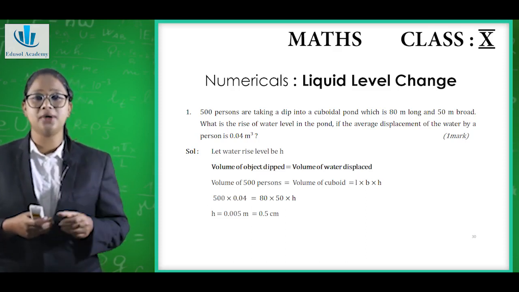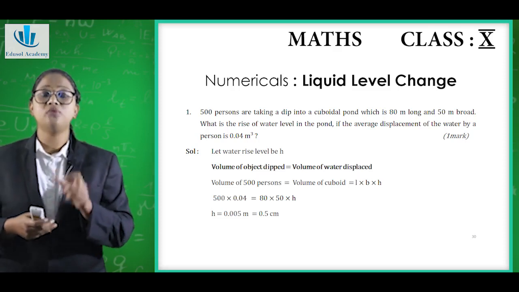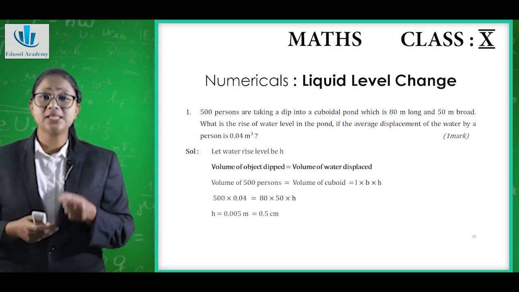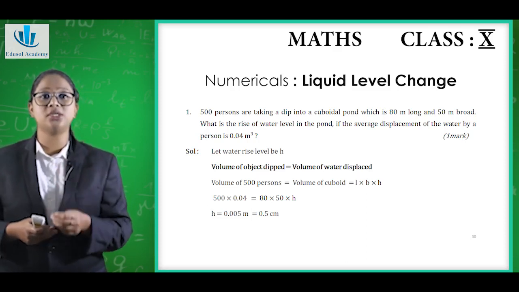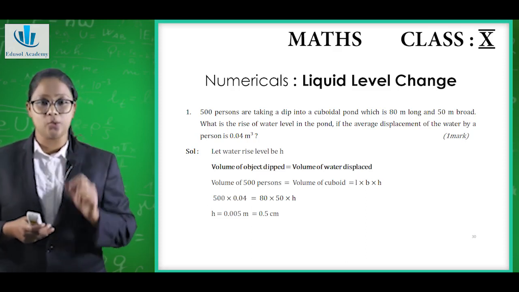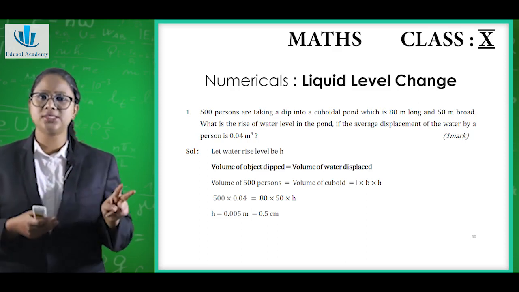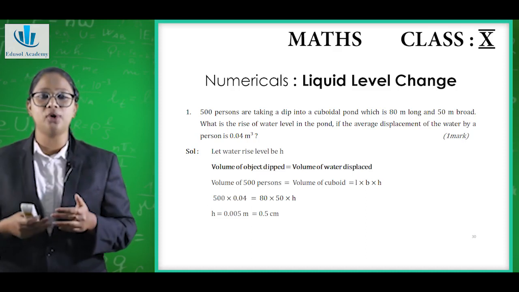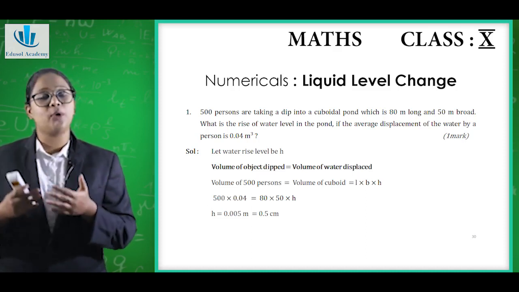For 500 persons, it is 500 into 0.04. Why? Because in the question, it is given that the average displacement for water by one person is 0.04. For one person, it's 0.04. For two persons, it will be 2 into 0.04. Then for 500 persons, it would be 500 into 0.04.